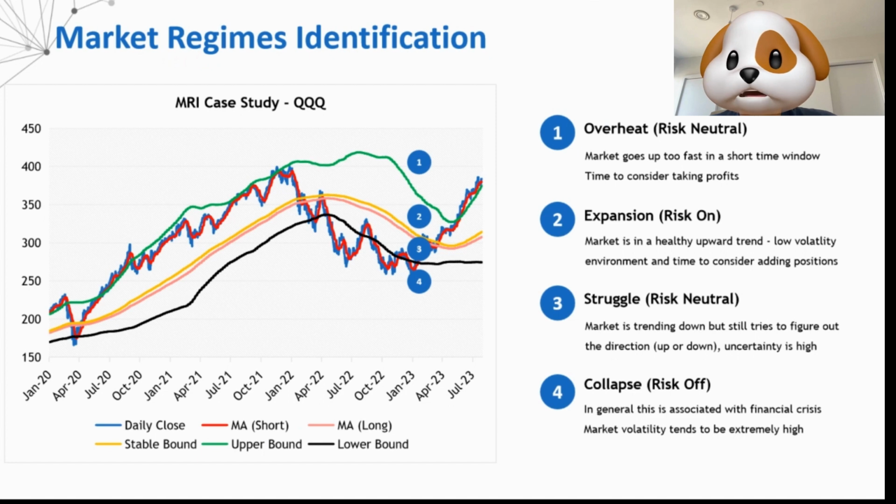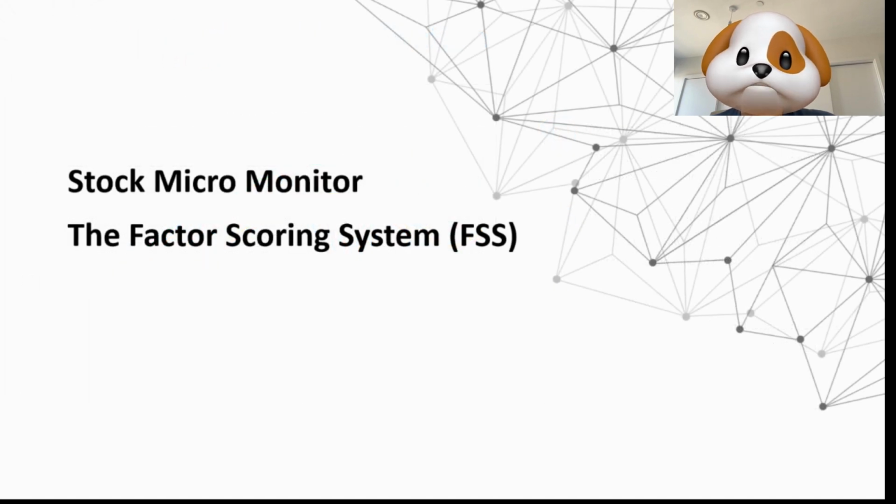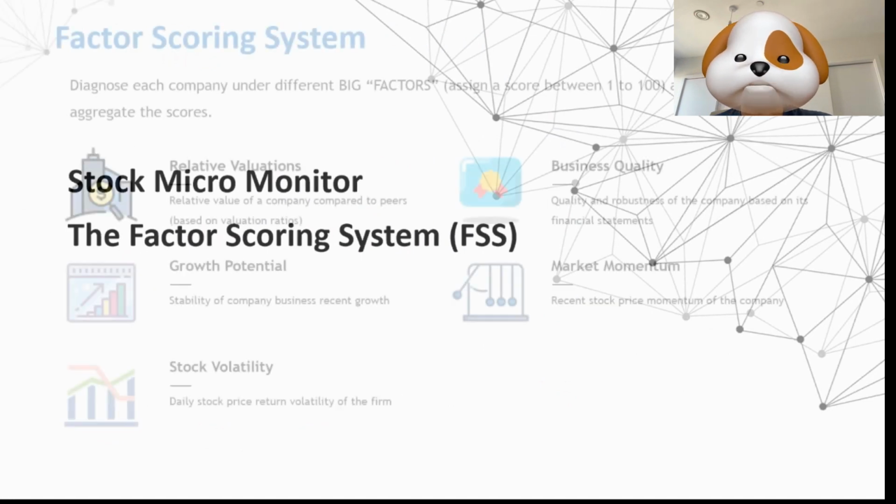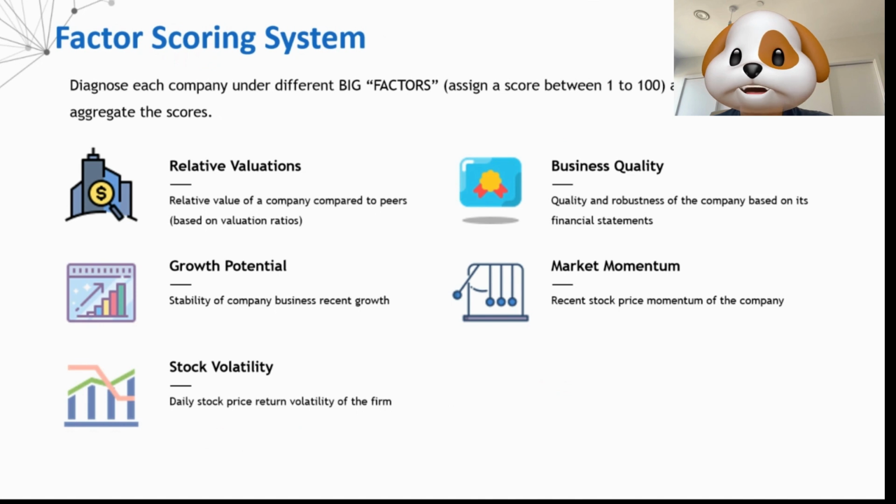Then the next framework is a micro stock selection model, FSS, the factor scoring system. The system measures the attractiveness of a stock, scaling from 1 to 100, where a higher score stands for more attractiveness and better potential future returns. How the system works is it looks at different angles of the company and assigns a score for each, which later will be aggregated into the overall score.